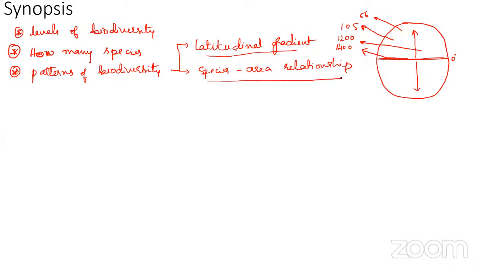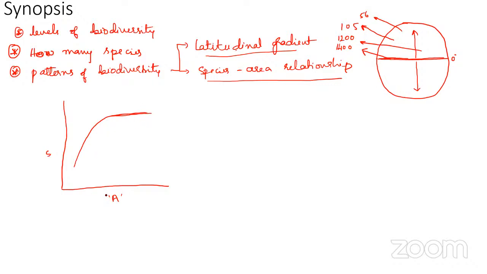When it comes to the species-area relationship, you may remember it was proposed by a German naturalist called Alexander Humboldt. According to him, the species richness of a given area keeps on increasing with the increased explored area. Let's say this is the area of exploration and this is species richness on the y-axis. As you increase the area of exploration, species richness also keeps on increasing, but only up to a certain limit, after which it becomes constant. There will be no further increase in species richness.